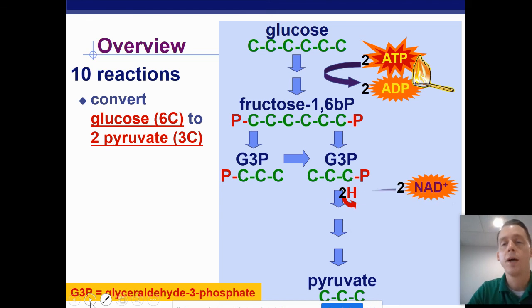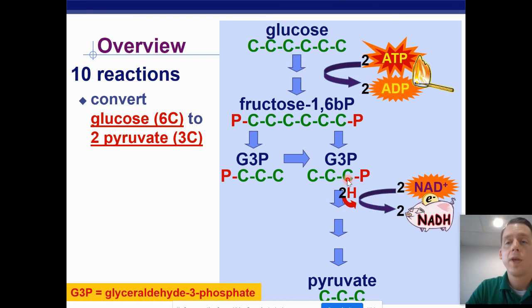How do we do that? Well, we are going to collect some electrons from G3P. See what happened there? NAD plus came in, stripped some electrons away from G3P to make 2 NADH. What can we use NADH for? Well, NADH is an electron carrier, which means it's holding energy.